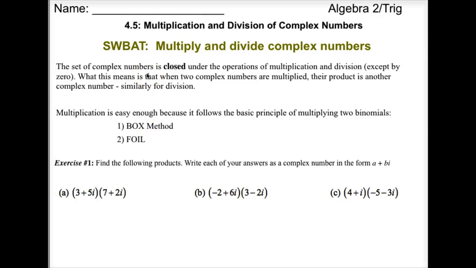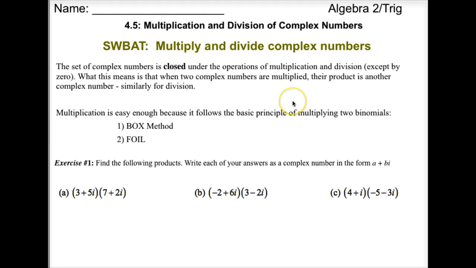This is 4.5, multiplication and division with complex numbers. Our objective today, guys, is students will be able to multiply and divide complex numbers. So in our previous lesson, we talked about addition and subtraction, which is the easy one.